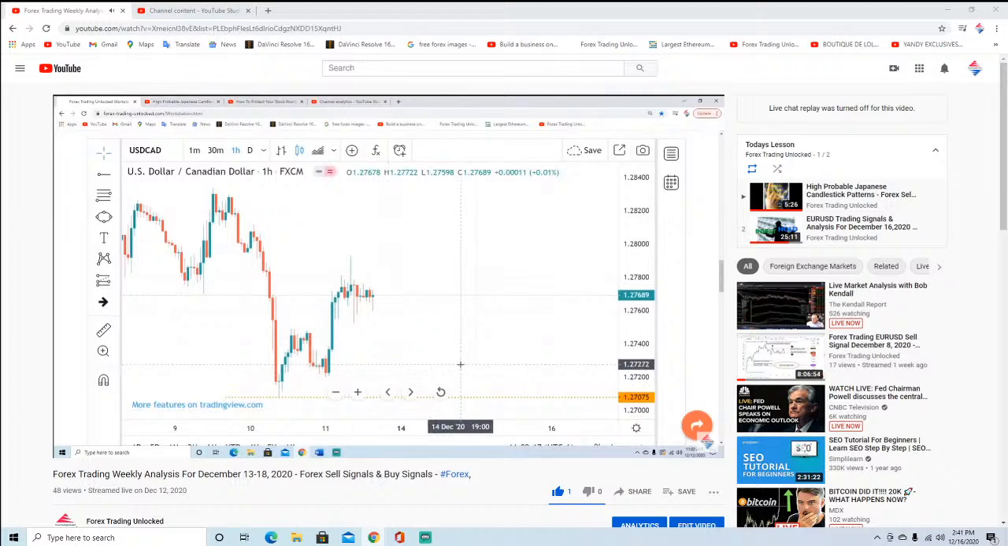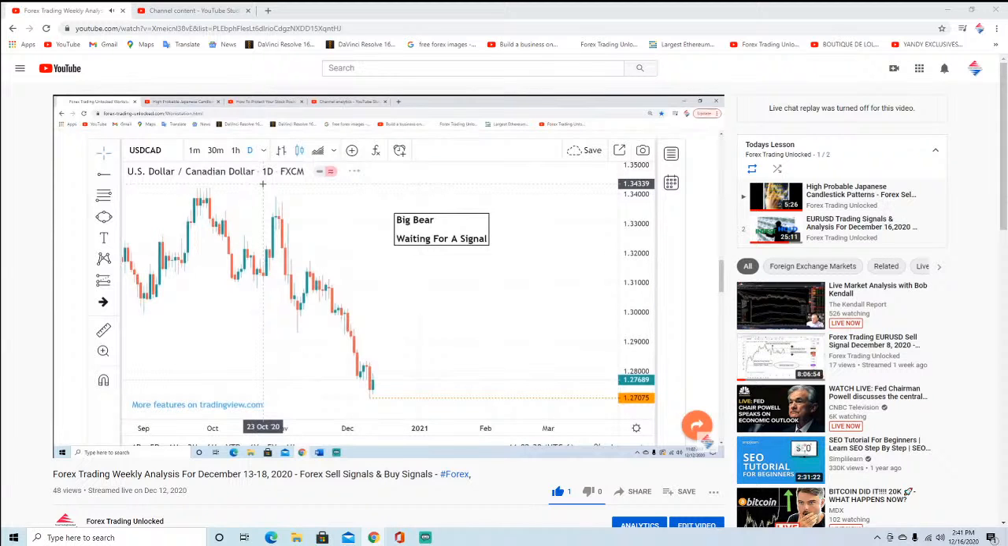Anything below there, you're trying to catch a falling knife. But if we are going to get a short-term turn on the hourly, it looks like we're getting a little signal here for the U.S. dollar Canada. We will see how this all manifests as Sunday comes before we know it, and Monday morning will too.